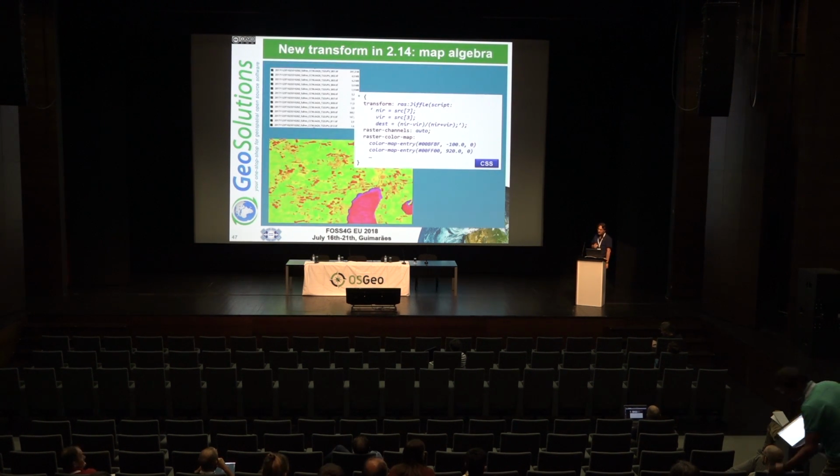New in GeoServer 2.14, we have the ability to also do raster algebra, which is interesting if you are into Sentinel-2, Landsat 8, or multispectral imagery in general, or drone maps, or something like that. This is an example of taking a Sentinel-2 image and computing NDVI on the fly, which is a vegetation index. The green parts are vegetation in good state, red not so good, and pink is actually water.